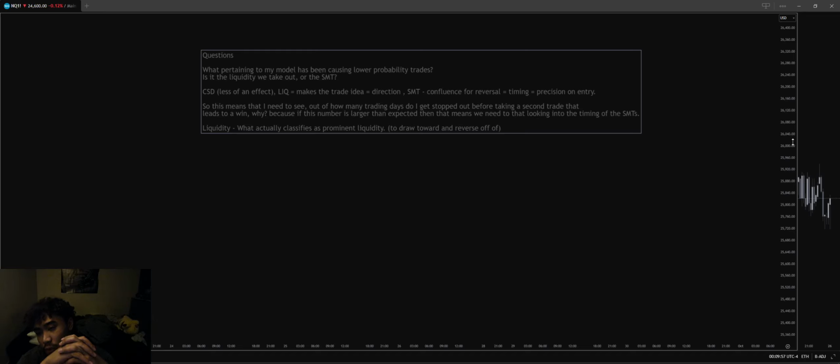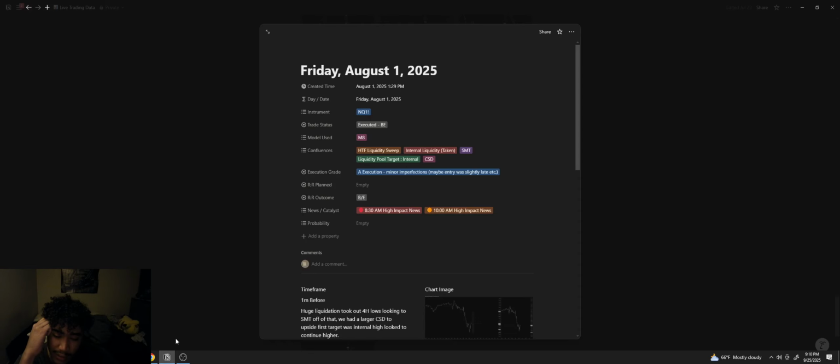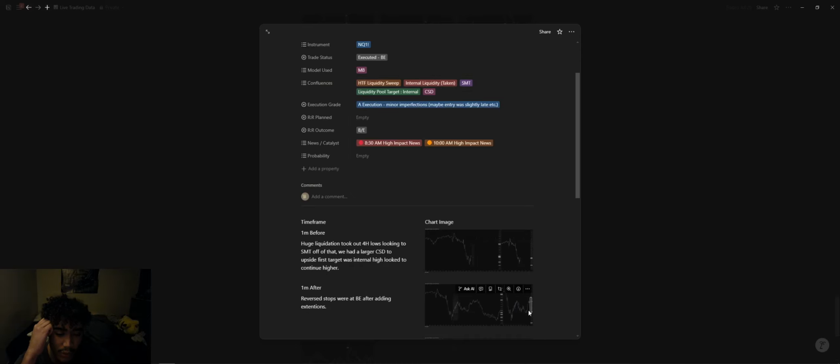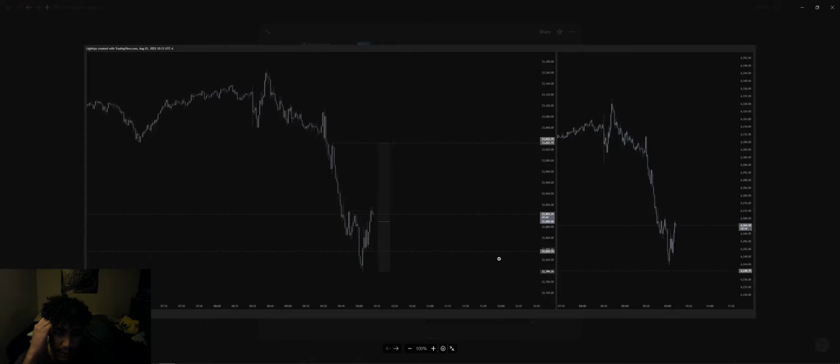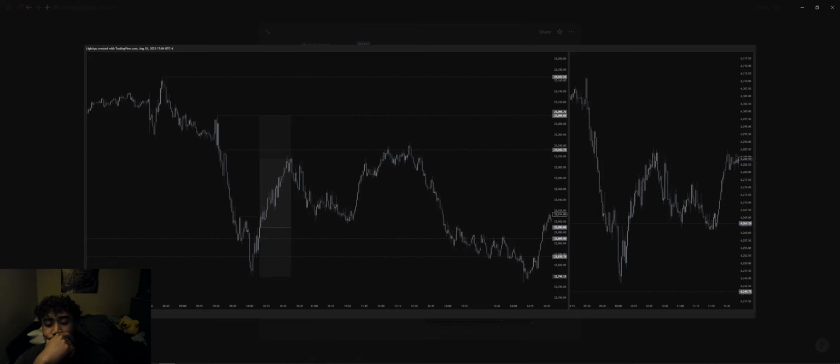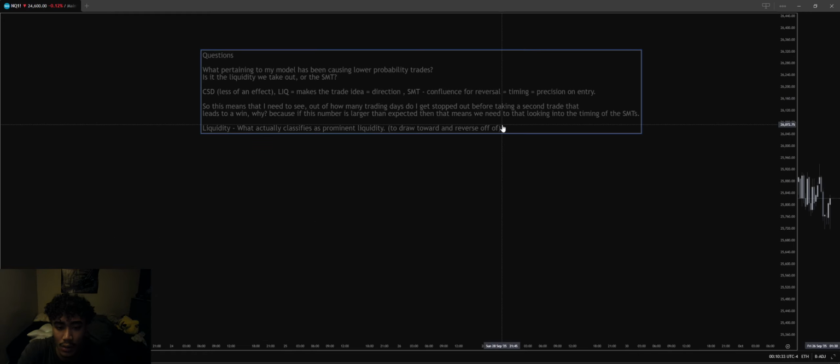Direction, liquidity. But there has to be a way you can understand what high or low is more prominent than the next. I know what to do. I got it.